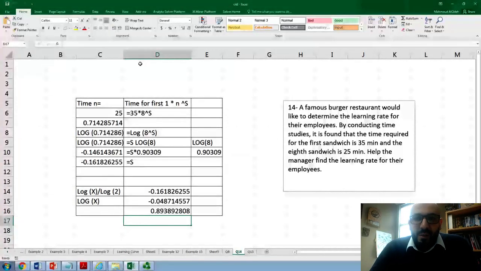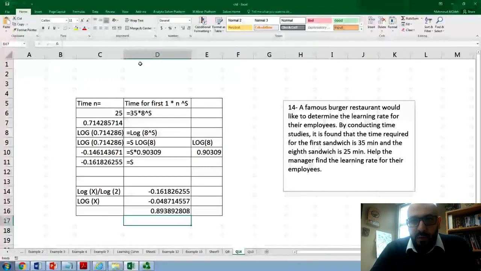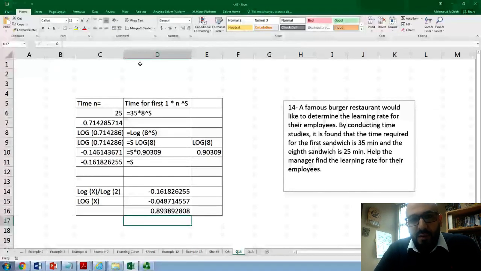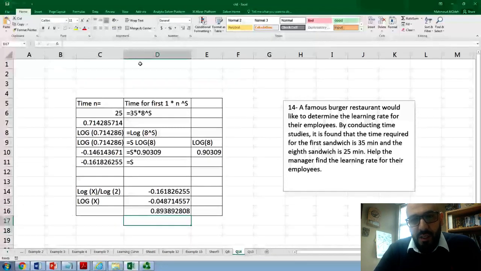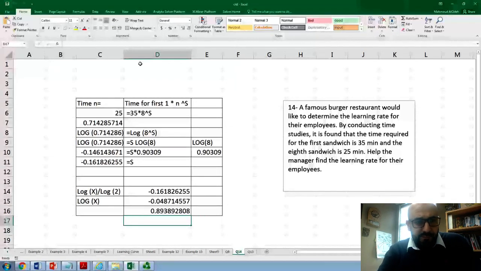Hello. Question 14, Chapter 8. A famous burger restaurant would like to determine the learning rate for their employees. By conducting time studies, it is found that the time required for the first sandwich is 35 minutes and the eighth sandwich is 25 minutes. Help the manager find the learning rate of the employees.